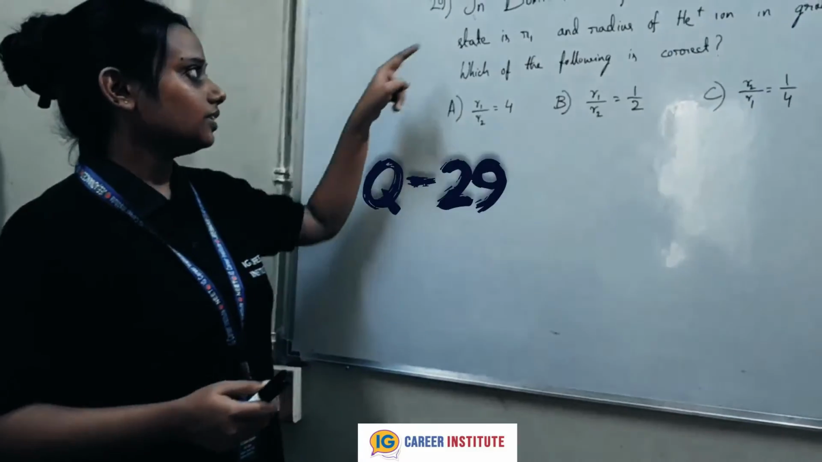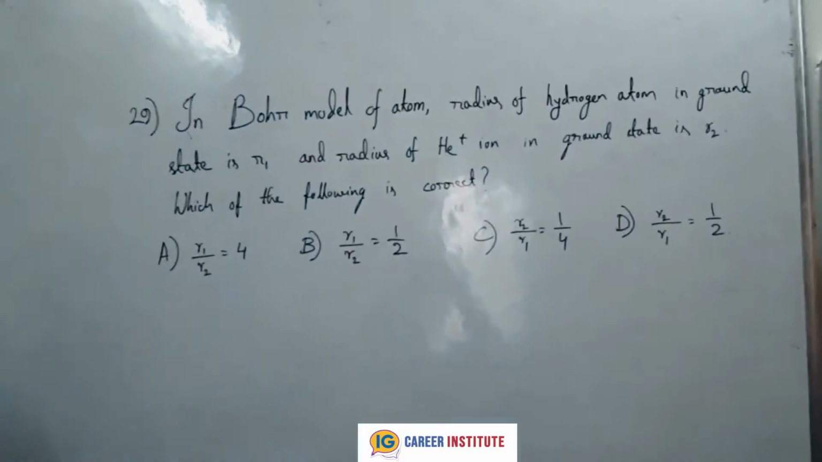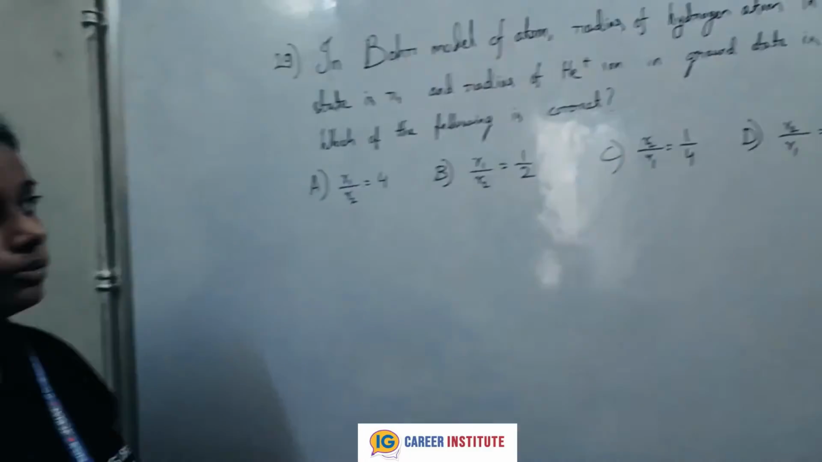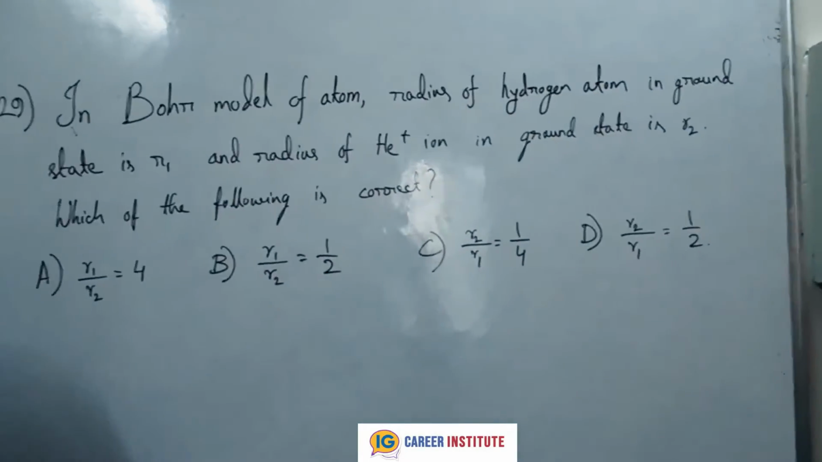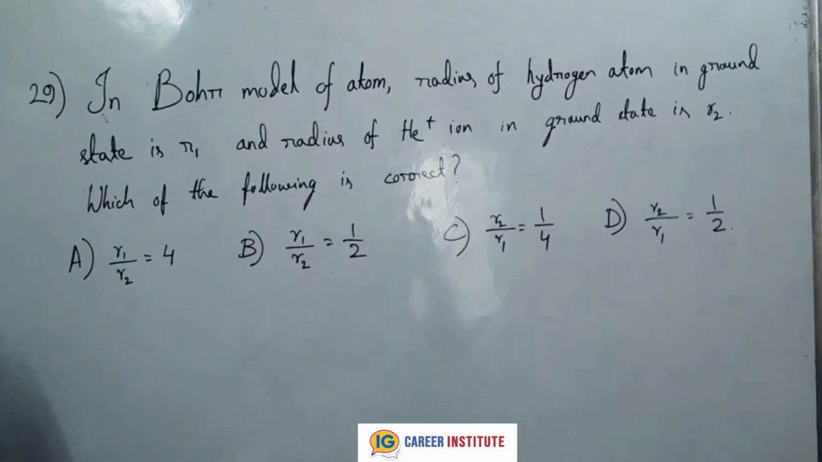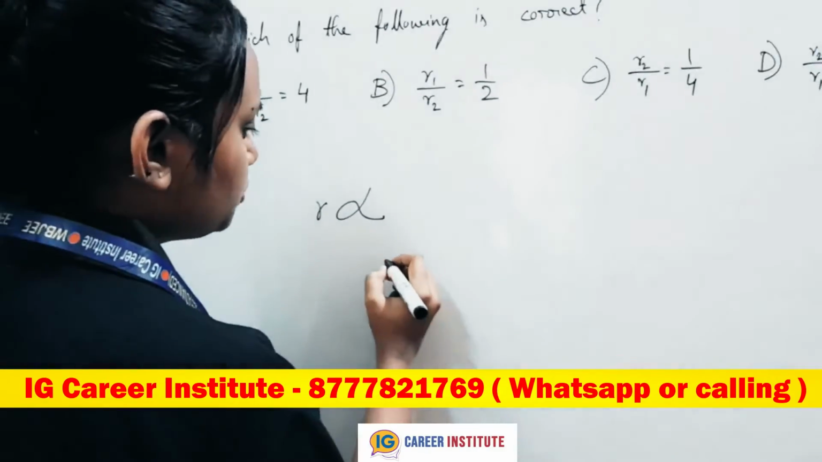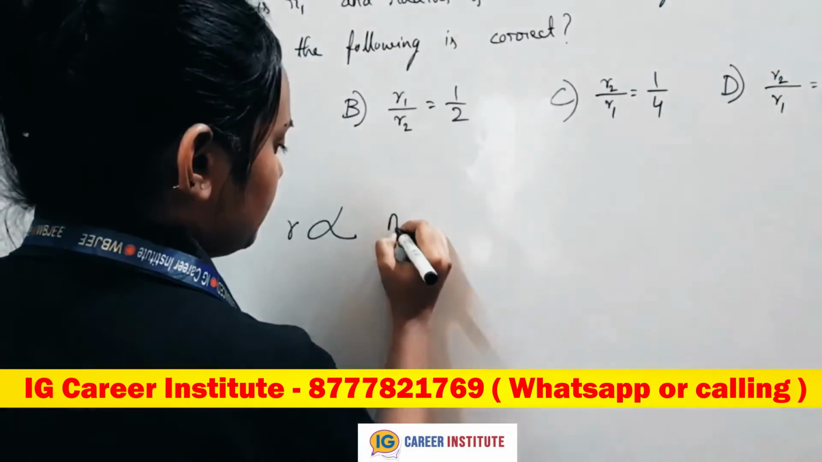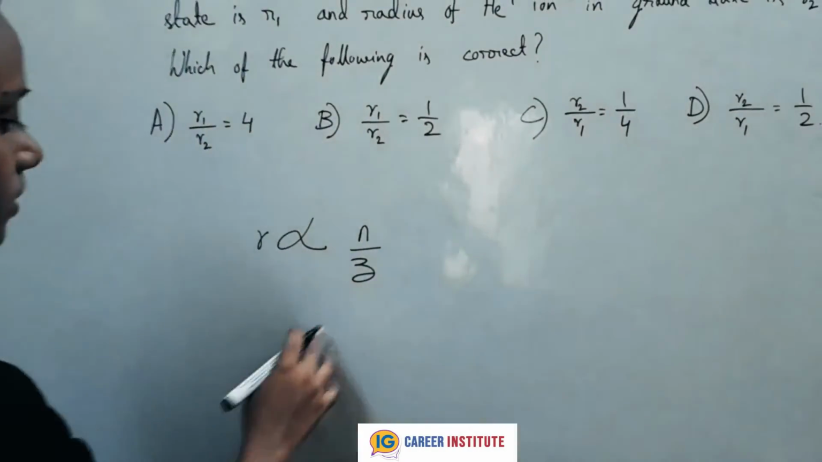So the next question is, in Bohr model of atom, radius of hydrogen atom in ground state is R1 and radius of He plus ion in the ground state is R2. So we have to say which of the following options is correct. From Bohr model, we know a relation where R, radius of an atom, is directly proportional to n, the principal quantum number, divided by Z. Z is the atomic number, right?